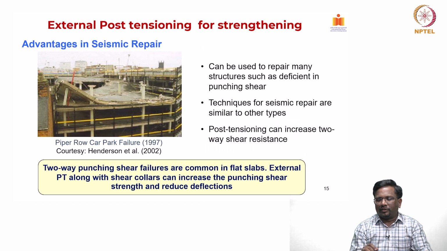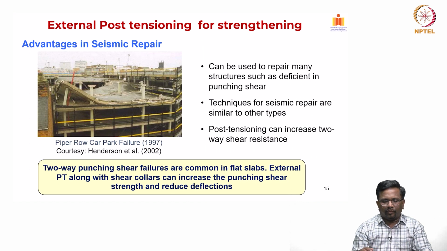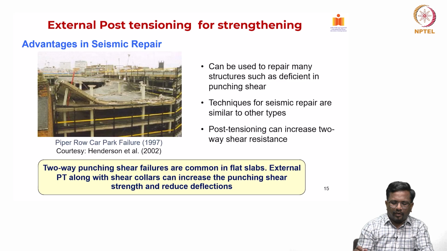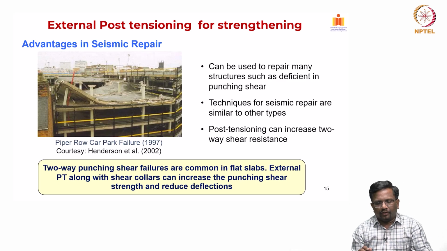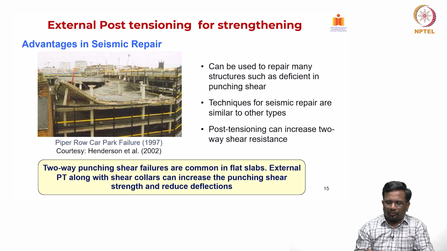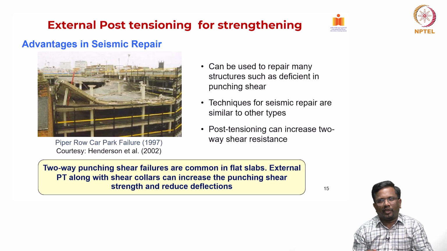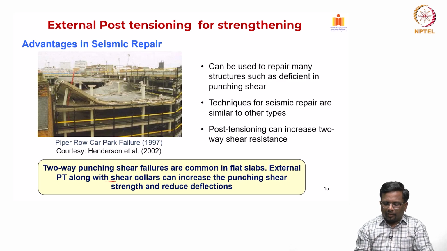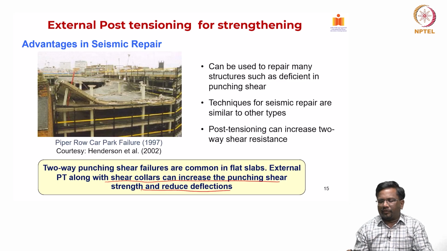Okay, what are the other advantages in seismic repair? This is one classical example of a flat plate that failed in an earthquake. You can see the car park failure in 1983. For such systems, for seismic shear, to improve the two-way punching shear, failures are very common in flat slabs. We have discussed that in the PT slab as well, and external PT along with shear collars can increase the punching shear strength and reduce the deflection. So, I can combine the shear collars along with the PT system that can significantly improve the punching shear strength and the deflections related to the flat slab system.